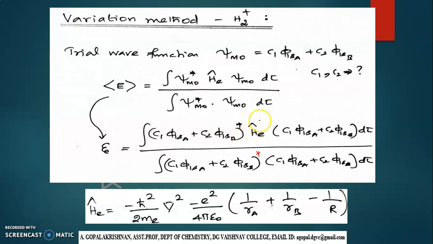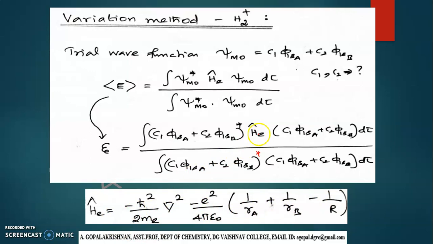Now, what is the electronic Hamiltonian for the hydrogen molecular ion? The hydrogen molecular ion has one electron, so the kinetic energy of the electron is given here. Then the attraction between the electron and nucleus A, the attraction between the electron and nucleus B, then the repulsion between the two nuclei A and B. So we have these terms in the electronic Hamiltonian.